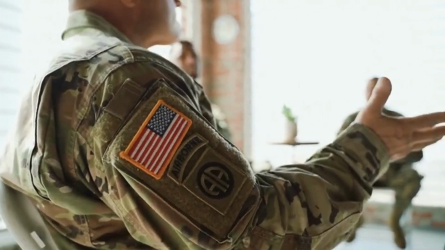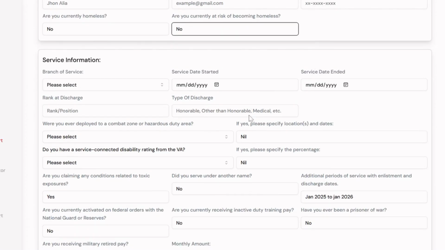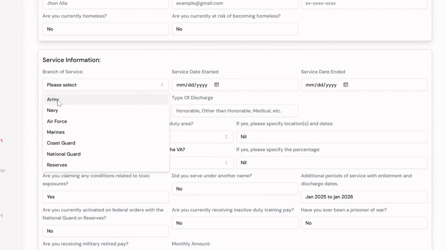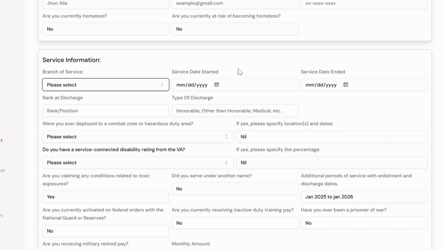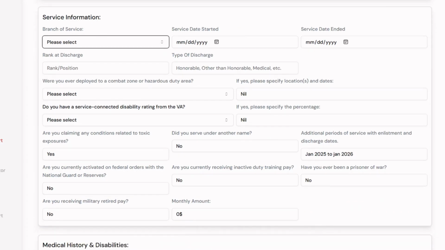Let's start with your personal information section, where you'll enter basic details like your name, contact information, and current housing situation. The form specifically asks about homelessness risk to ensure proper support services are available if needed. Moving to service information, you'll need to specify your branch of service, date served, and rank at discharge. Important questions follow about combat zone deployment and any toxic exposure incidents.